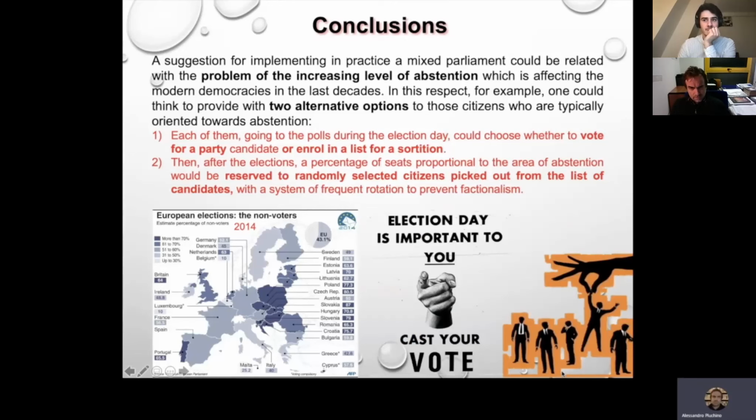We could also think about a system of frequent rotation to prevent factionalism, so that the new independent legislators could be selected at random from the original sortition list for each single parliamentary session, devoted to a specific issue.